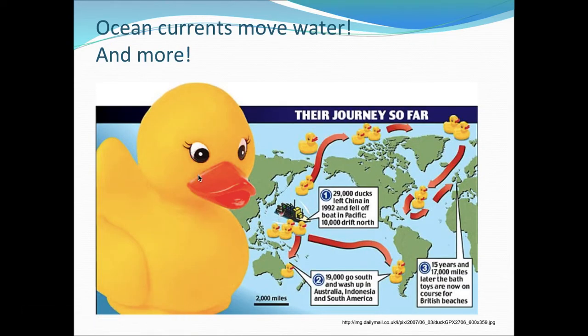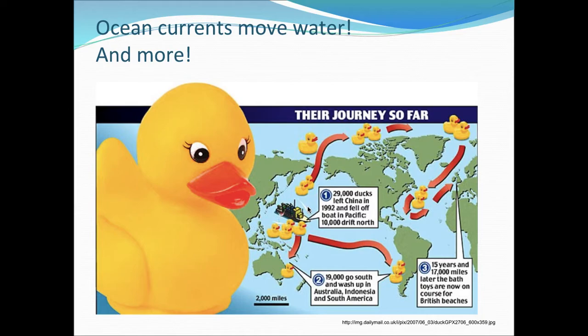Ocean currents move water and more. So one of the ways people study ocean currents is by looking at things that the currents carry. So this story of these adorable little rubber duckies. All right, in 1992, a boat left China with a bunch of cargo containers, and one of the cargo containers contained 29,000 rubber ducks. All right, it got caught in a typhoon and a hurricane. The box that had all the ducks in it fell overboard and it broke open, and all these little rubber duckies ended up floating in the ocean.